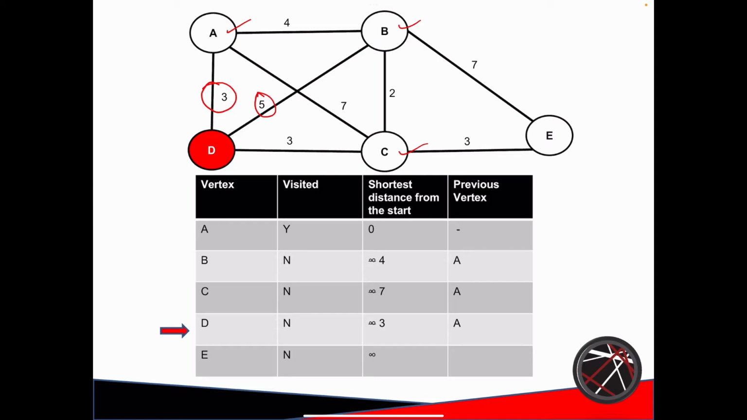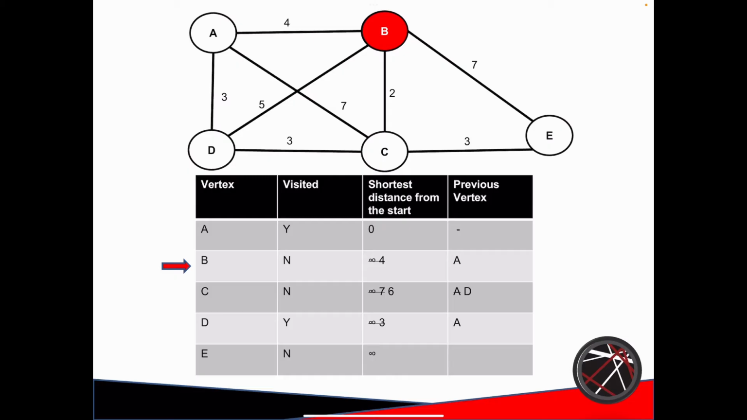We then look at the 3 again and consider between D and C, so another 3, in other words a cost of 6, and that is cheaper. So we're going to replace the 7 with 6 and replace the A here with D. There's nowhere else I can go with D, and therefore I've finished. I've visited it, so just mark it off.